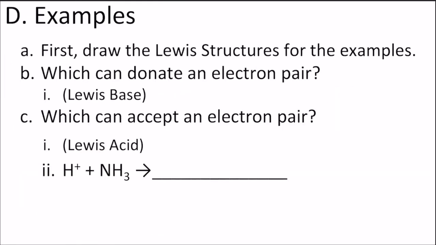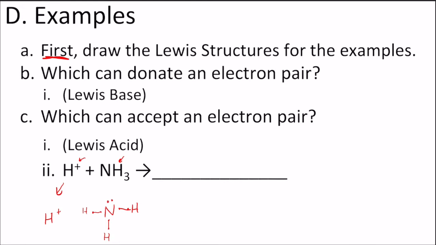Okay, so the best way to look at this is to do some examples. First thing you have to do is draw the Lewis structures for the examples. So let's do that first. We have an H plus, that's easy, there's no electrons, so we just leave it that way. NH3: N has 5 valence electrons. We know that because of what group it's in on the periodic table. We know each hydrogen has 1 electron. And again, this is different than these ones. These lost their electrons, right? This one still has it. So we have our 3 hydrogens. Okay, so there's our Lewis structure for ammonia.